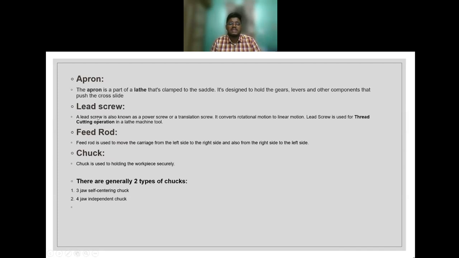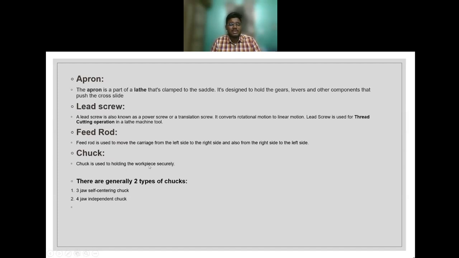The lead screw is used for thread cutting operations in the lathe machine. So the lead screw is like a big rod which we can use for thread cutting operations. Then the feed rod. The feed rod is used to move the carriage from the left side to the right side and from the right side to the left side. So the feed rod is used for movement.